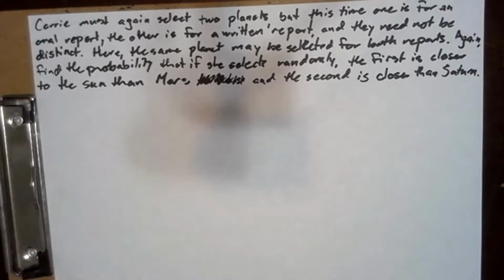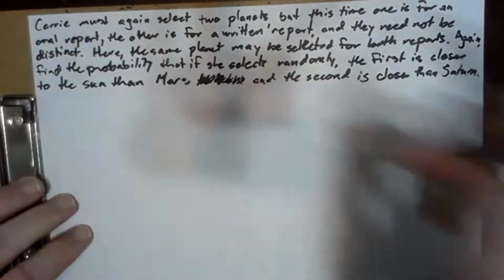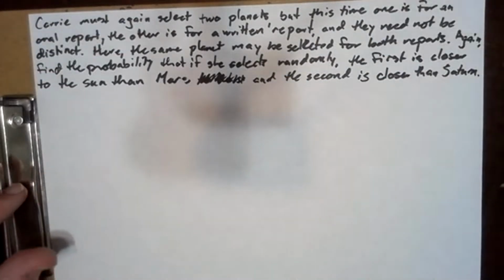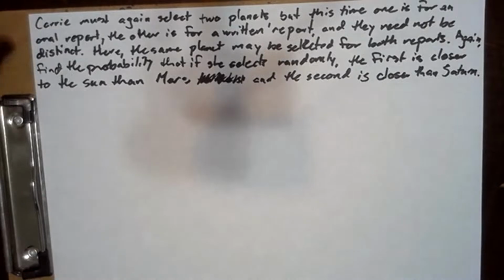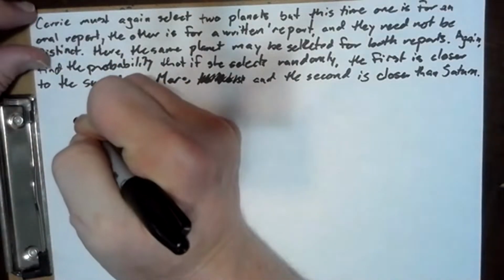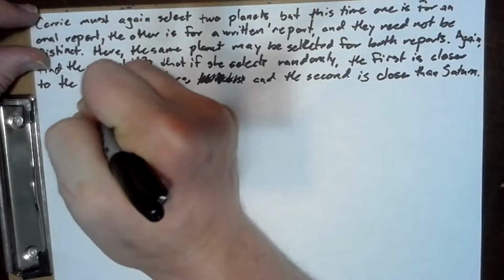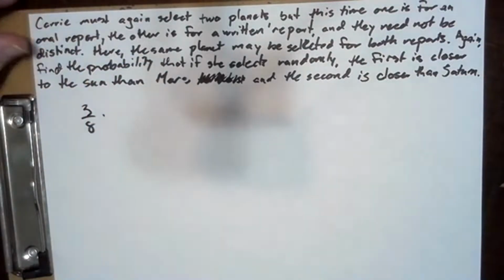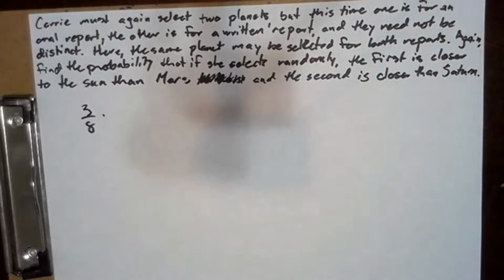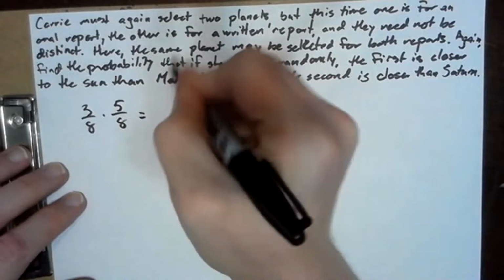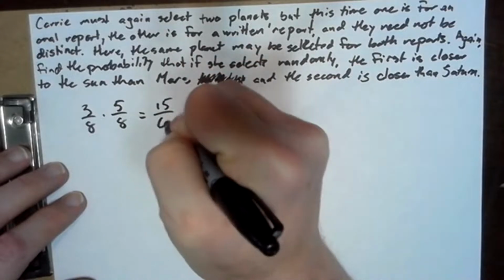Well, here, the one with Saturn does not depend on the one with Mars. These are independent events because we replace whatever planet we pick back into the selection. So our probability of getting closer than Mars is still 3/8. But now the probability of picking one closer than Saturn is 5/8. So our probability is 15 out of 64.